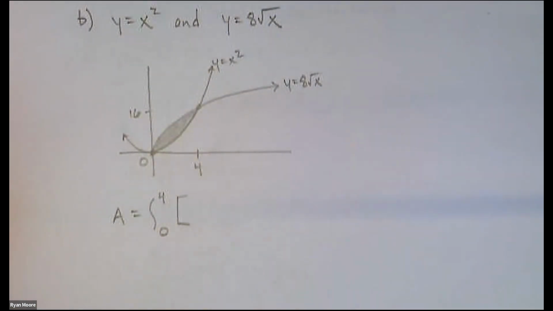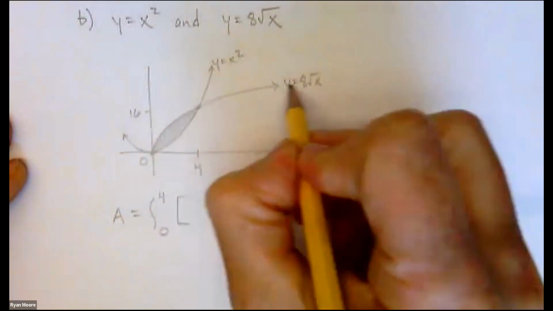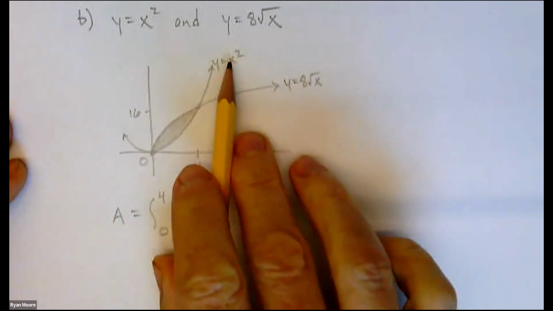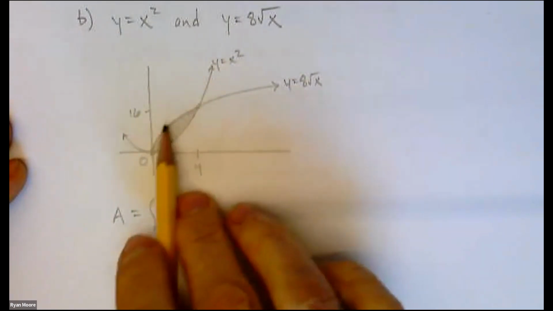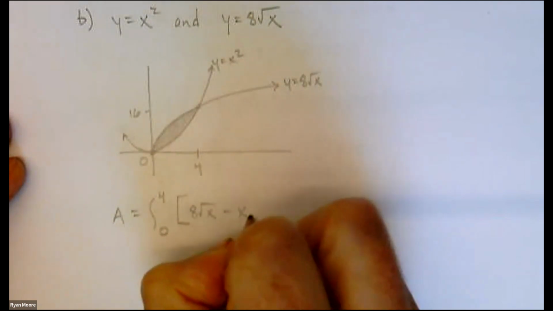Which function is on top? Top minus bottom. It's the square root. Occasionally people mix this up because they're like, well, top and bottom, right? Well, no, because they crossed each other. So there's the top, 8 square root x minus x squared.